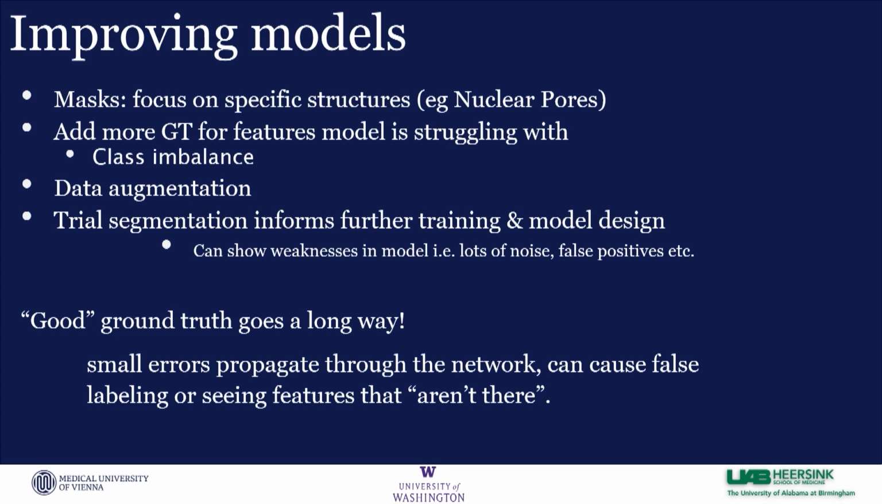In an example I'll show later, the nuclear pore complex is a very small point on the image, and it's quite underrepresented in terms of the volume on the slices. So having a mask that covers just that small complex can really help improve the model. And in a similar vein, you could also add more ground truth, especially with these convolutional neural networks. That does seem to improve the outcome. And in that vein, data augmentation also plays a role.